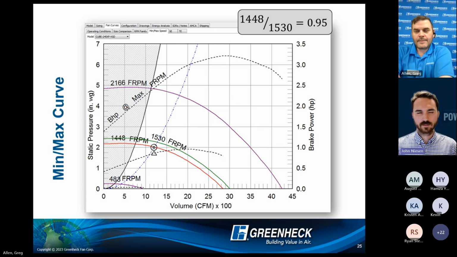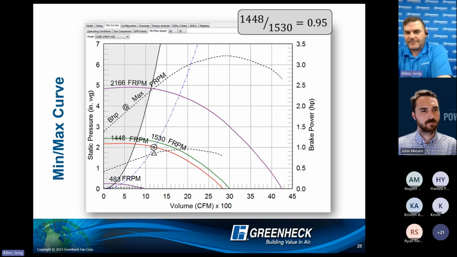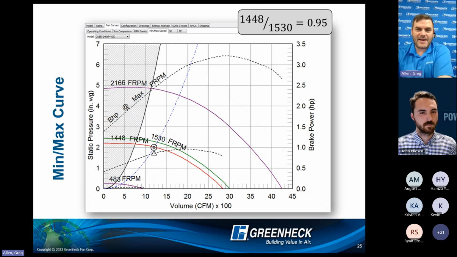Got it. And that's programmed from the factory, right? That needs to be known at the time of ordering. Yep. And if you look at your submittals, it's right on the first page. It'll say my point of operation, using the one on the screen as an example, is 1448. My max is 1530. So we're telling you where the ceiling is, right on the submittal. And that's at 95%.